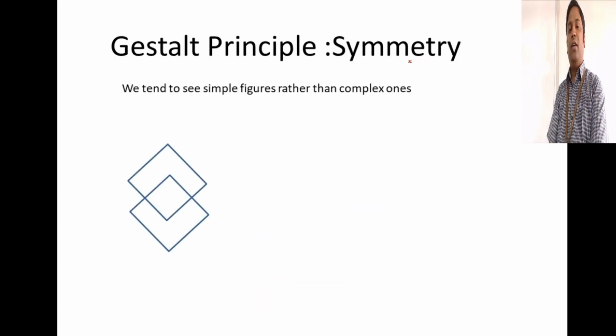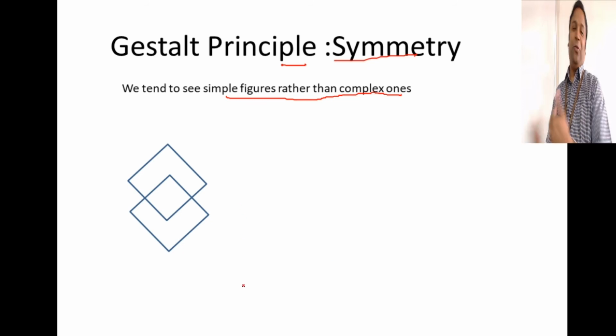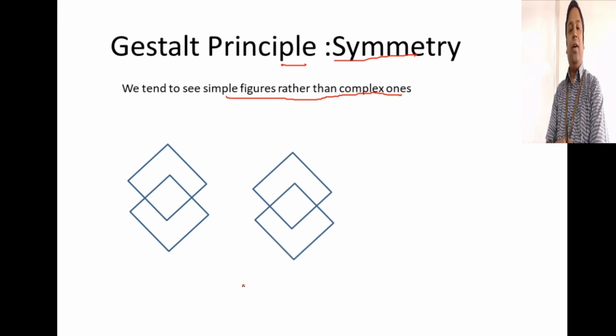I'll give you one more example of Gestalt principles: symmetry. We tend to see simple figures rather than complex ones. What do you see here on the board? How can you describe this? Two squares, right? One square, and then another square overlapped on that. But what you wanted to convey was something like this.